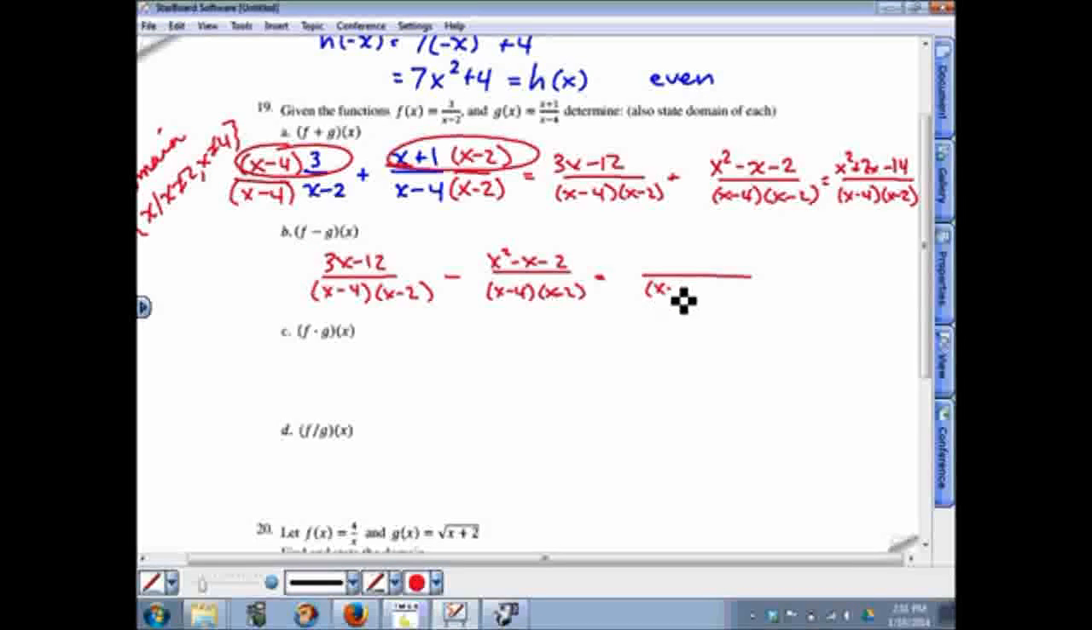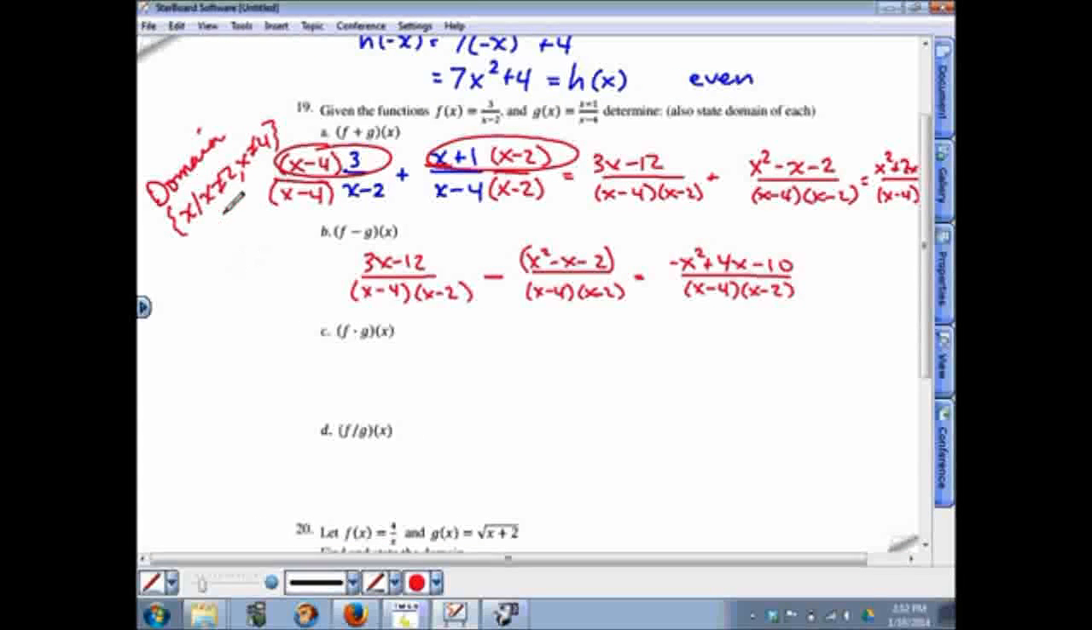So the result is going to have the same denominator, x minus 4, x minus 2. We have to be really careful. We're subtracting this entire numerator now. So it's going to be negative x squared. And then 3x minus a negative x is a 4x. And then negative 12 minus negative 2 is negative 10. And the domain for part B is the same as part A. X cannot be 4, x cannot be 2.